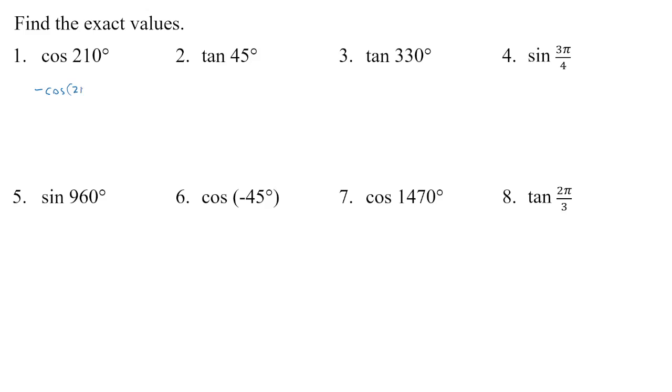Therefore, the reference angle will be 210 minus 180. Therefore, this would be negative cosine of 30 degrees, meaning that this would be negative square root of 3 over 2. Remember those values we have obtained from those two special right triangles. That's where the square root of 3 over 2 came from.